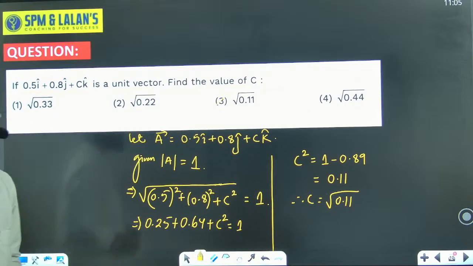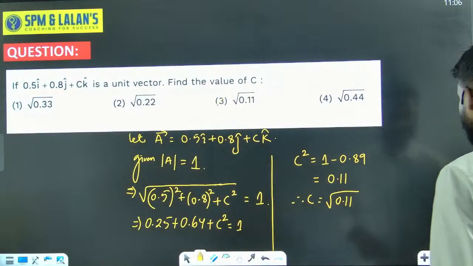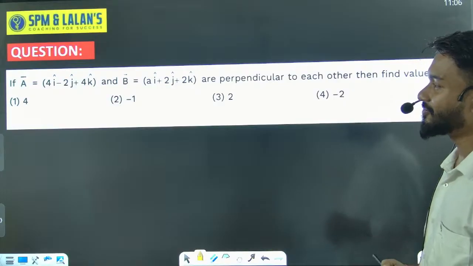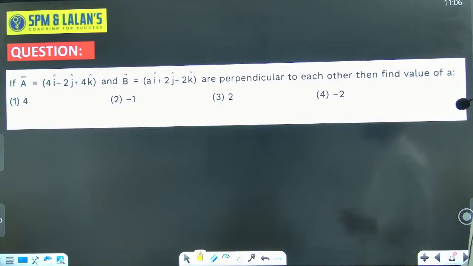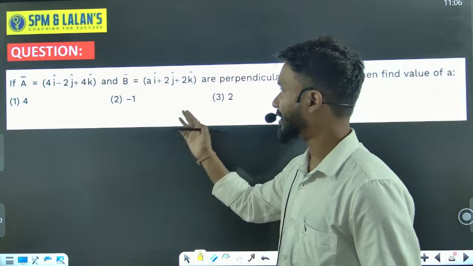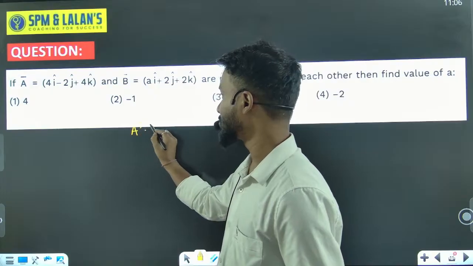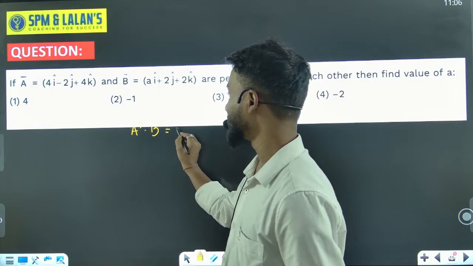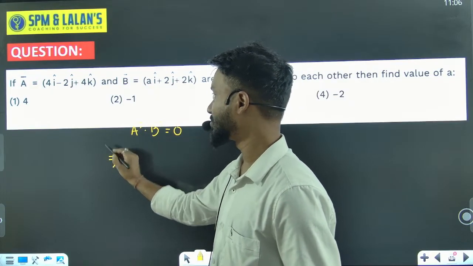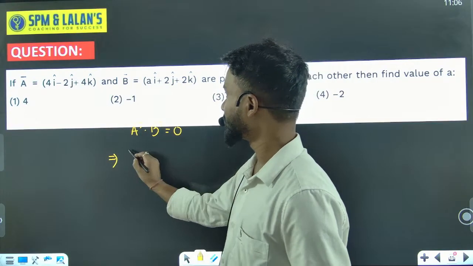Okay, next question. If vector A equals 4i minus 2j and they are perpendicular to each other, we know one thing: if two vectors are perpendicular, then the dot product is equal to 0. So A dot B should be equal to 0. So when you find the dot product, what will I get?